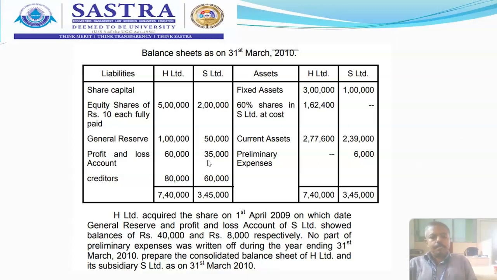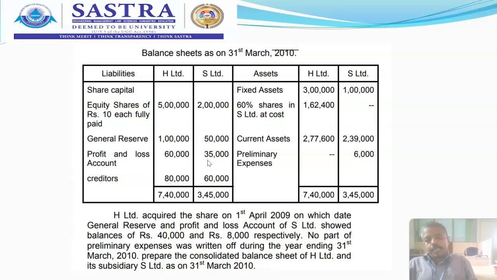Of that 60%, that means cost of control, the control over the subsidiary company by the H Limited, 60%. That means 60% of the shares they have got. So 60 percentage multiplied by 2 lakhs, you will get 1,20,000. This is the first subtracting item.